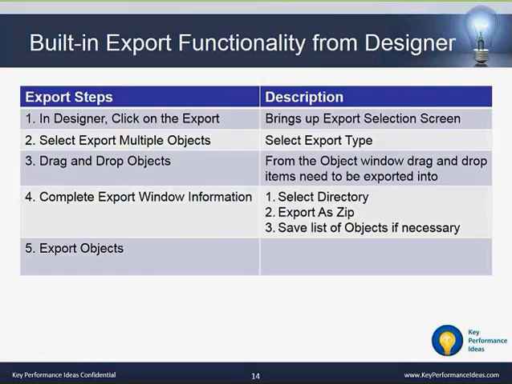Talking through the export steps, they're pretty self-explanatory. Like I said, it's a simple right-click on the top and then selecting your export type. You can drag and drop your objects into the window, select your directory, and export it as a zip. I always recommend doing that just in case you have some larger objects. You don't necessarily need to save the list of objects if this is a one-time thing, but if you're working on a specific project and you want to continually make daily backups of what you're working on, you can save the list of objects.